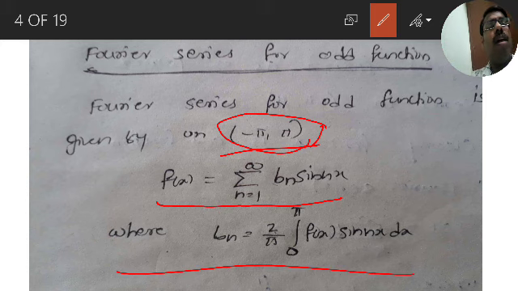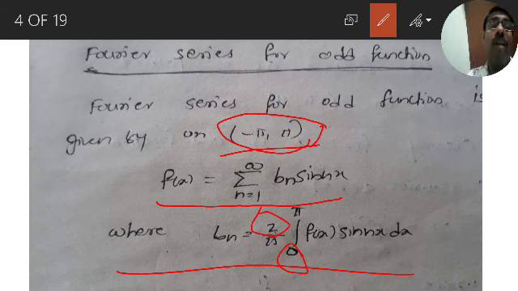So what is bn here? bn is 2 by pi integration 0 to pi f of x into sin n x dx. So the interval is minus pi to pi, but we will write 0 to pi and multiply with 2. That is a change in the formula. In a Fourier series, initially we have the formula 1 by pi, but in even and odd it is 2 by pi, and the interval is minus pi to pi, but the limits are from 0 to pi, not minus pi to pi, it is 0 to pi. That's why it is multiplied by 2.